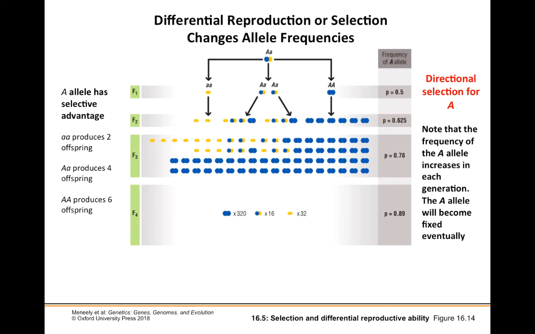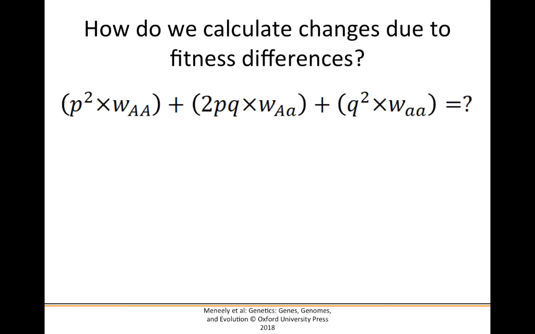Now, this is a simulation that your book has provided where there's directional selection such that the big A allele is favored, but we can also go through a mathematical way of figuring out what these genotype frequencies would be under selection. And so we begin with just the Hardy-Weinberg equilibrium equation, which is p squared plus 2pq plus q squared. And that would normally equal 100% of the population, 1.00.